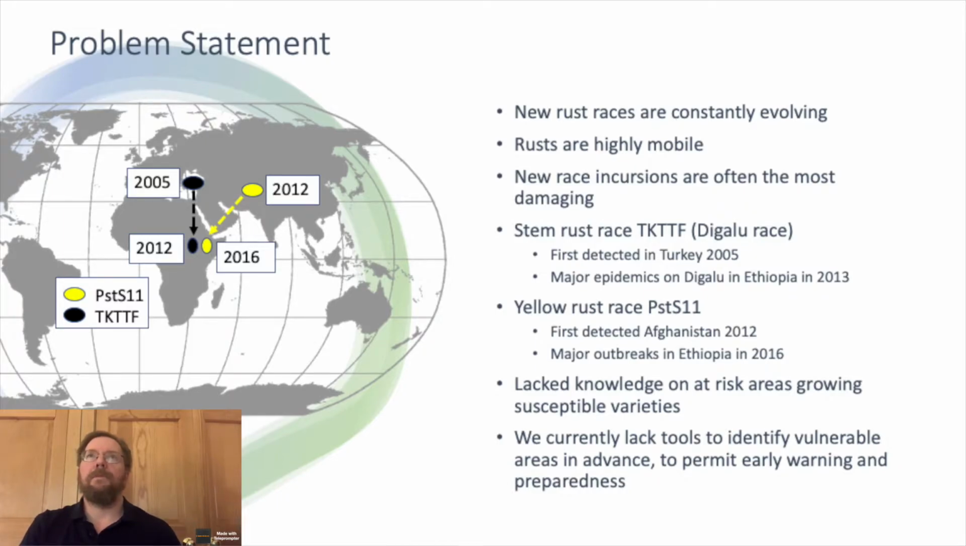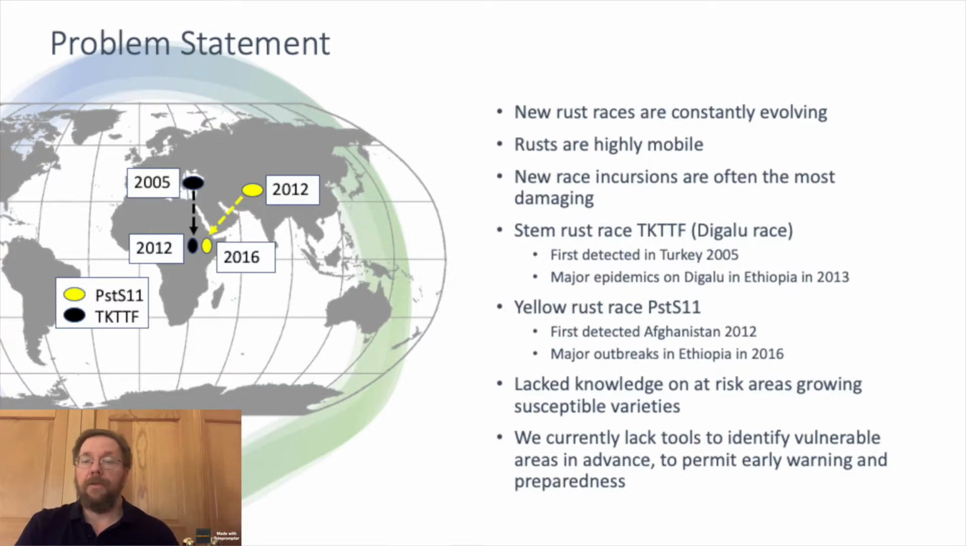was perhaps first noticed in 2005 after the race of stem rust TKTTF was reported in Turkey. But no one connected the dots that major cultivars in East Africa would be highly vulnerable to this race. Subsequently, in 2013, Ethiopia had a devastating stem rust epidemic on the widely grown cultivar Digalu.